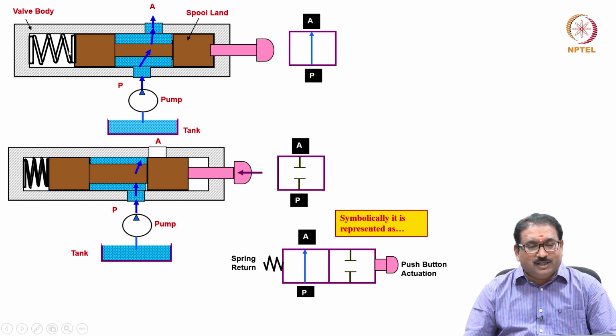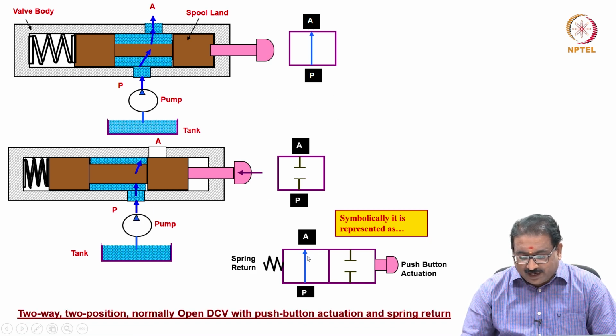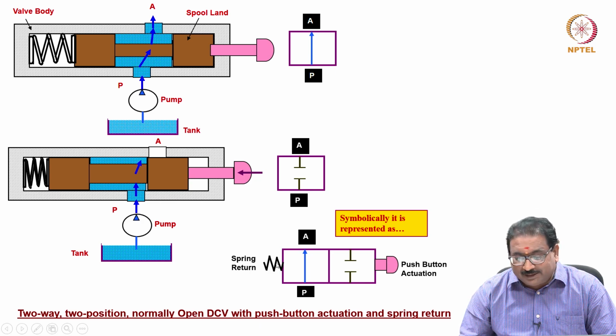What is the null position? The spring pushes back. P is always open to A for the normally open valves. How to read this, friends? As I have told you, two-way. What is two-way? P is open to A or P is blocked to A. Two position means one position, the null position, and the second, the activated position. Normally open DCV with a push button actuation and a spring return.